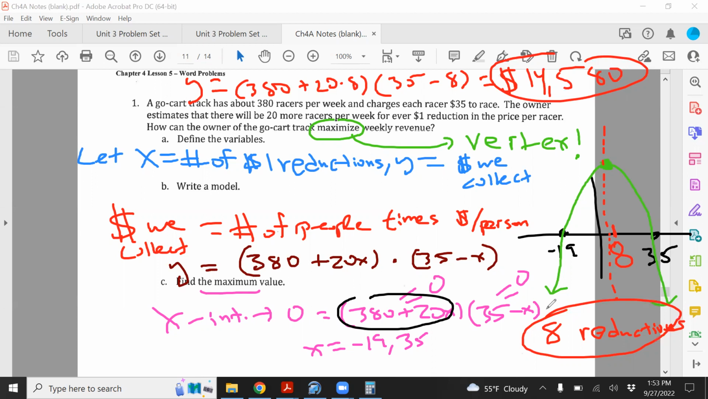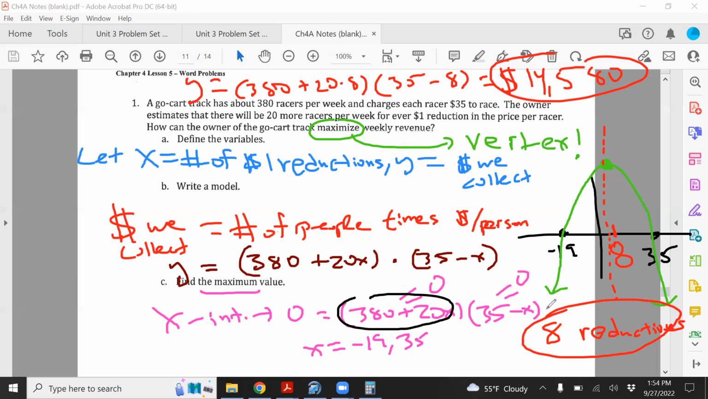Once you have the equation, you want to find the x-intercepts because it's already factored, right? So I set y equal to 0, which means I made no money, right? But when I solve for x, I got 35 and negative 19. So those are my x-intercepts because it's already factored. Then I found the average of those 2 x-intercepts to get the axis of symmetry, which is 8. So basically if I do 8 reductions, that will be the highest point because that's the vertex. Yeah, and also it's going to open down because if I were to foil it, the x squared term would be negative also.